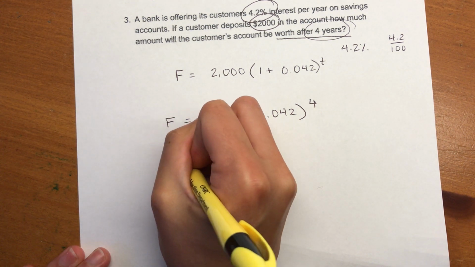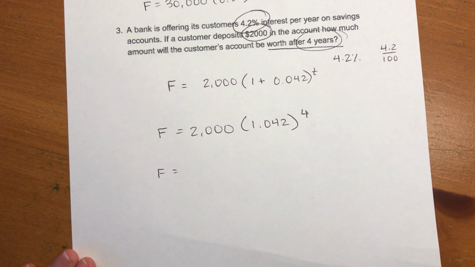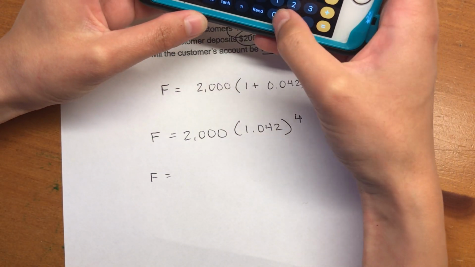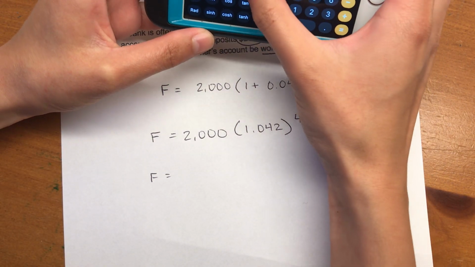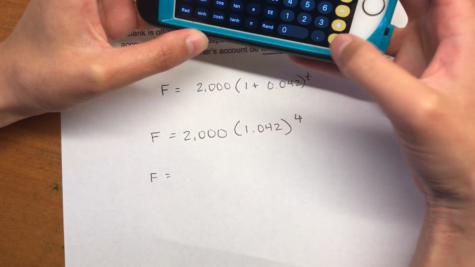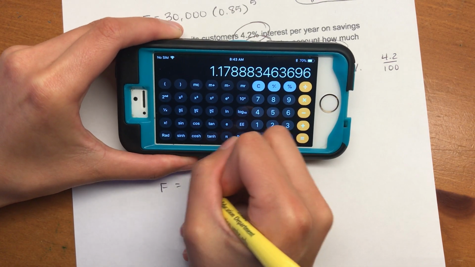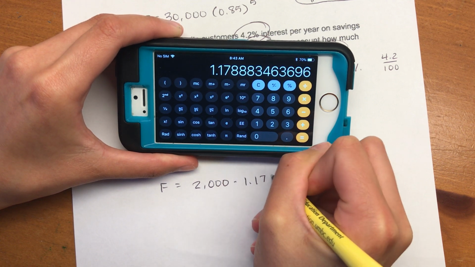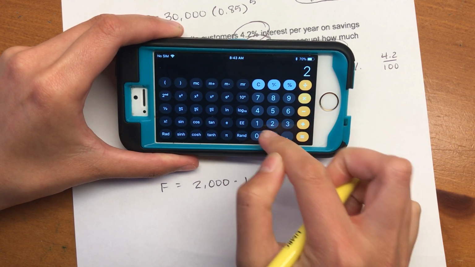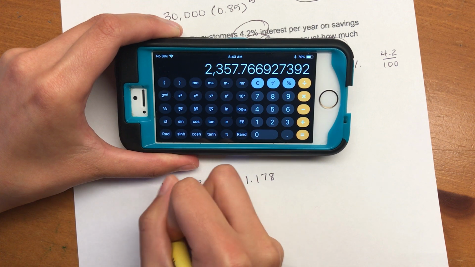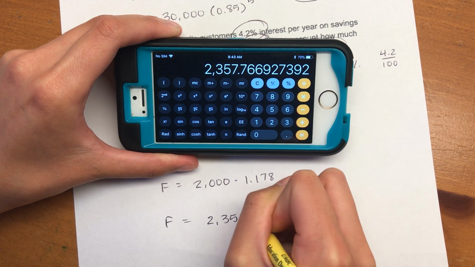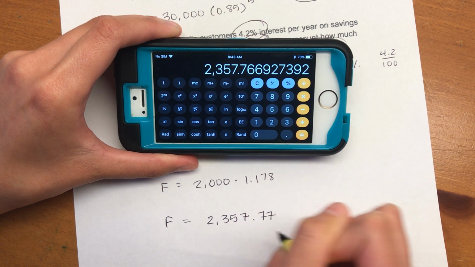And I gotta do this in my calculator, right? Because I don't know. So I'm going to say 1.042 to the 4th is, so I have $2,000 times 1.178. And my final value will be $2,357.77.